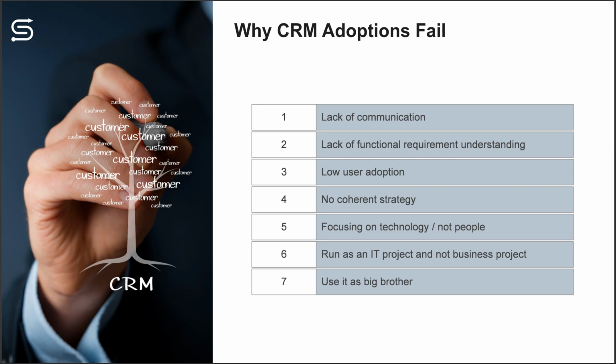Number five, focusing on technology. Focusing on technology, not people, not a good idea. Because ultimately the technology can do it. Doesn't matter what the app is, you can do anything, right? It's focus on the people, focus on the process, focus on the goals, what needs to be achieved, and then the technology will rise to meet it.